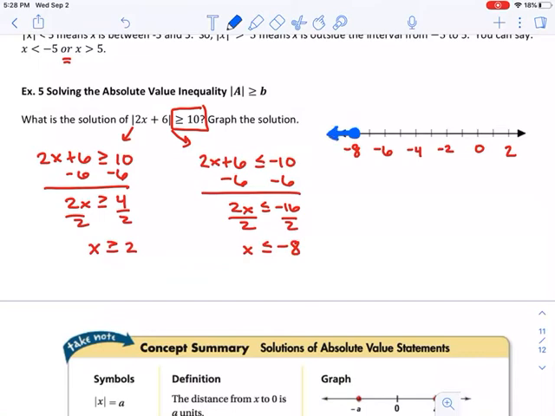And then I have x is greater than or equal to 2, so I go to my +2, and again I have my solid circle at +2. And this says x is greater than, so that's going to go to the greater than. And I can say that x is less than or equal to -8, the word or, x is greater than or equal to 2.